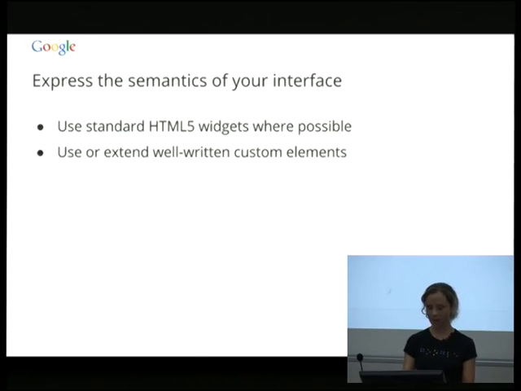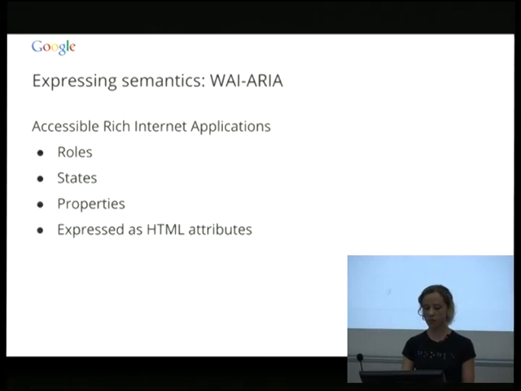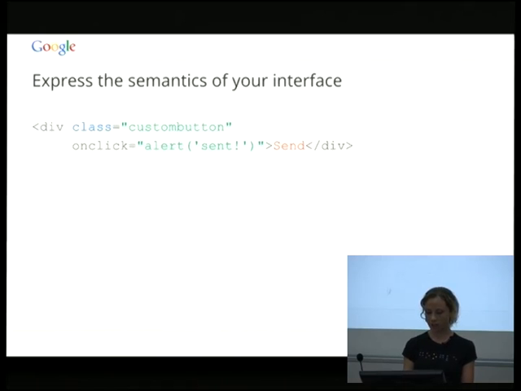So again, looking kind of familiar, use standard widgets or well-written custom elements wherever possible. If not, you're going to need to learn to use ARIA to express the semantics of your custom elements. ARIA stands for Accessible Rich Internet Applications. It's a suite of roles, states, and properties that are expressed as HTML attributes. So here's an example of what we call div soup. This is an interface that is expressed entirely in terms of divs and spans and has no semantic information in it whatsoever. So we have something which is presumably styled as a button. It looks all pretty. It's obvious to a sighted user what it's going to be doing.